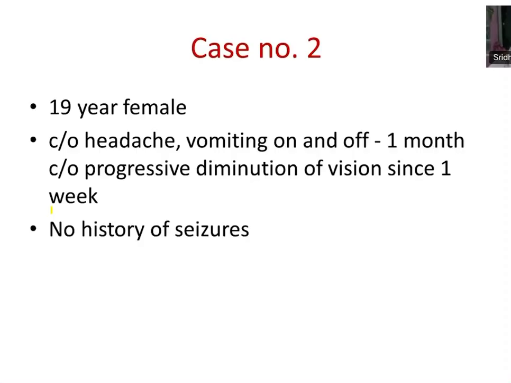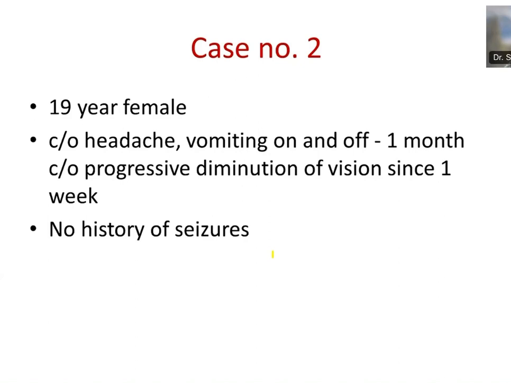Now case 2 and 3, we can go fast. Yeah, 2, please. Sir, 19-year-old female with complaints of headache, on and off vomiting since 1 month. There is progressive diminution of vision since 1 week with no history of seizures.